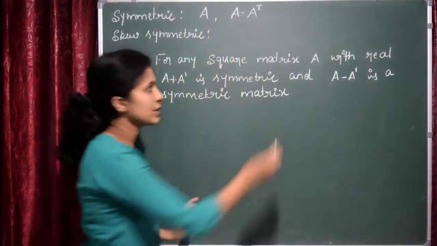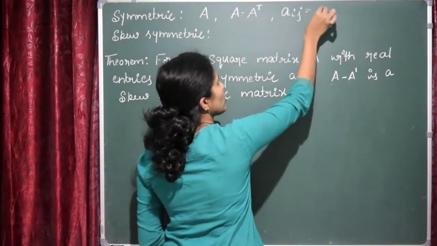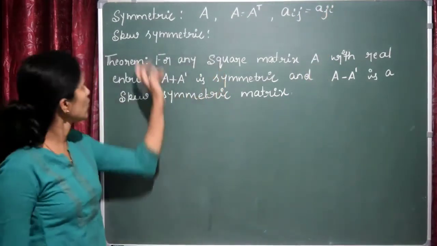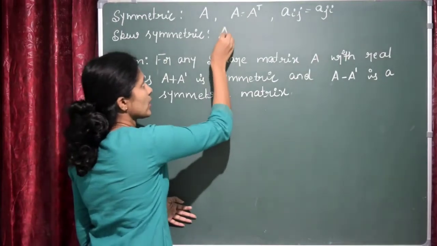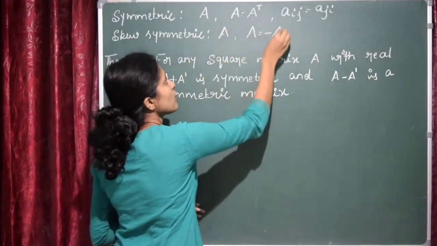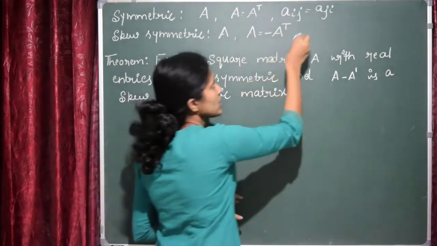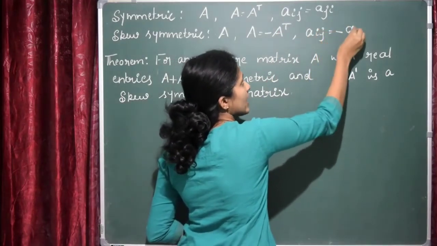Then it is called the symmetric matrix. That is, the elements Aij are always equal to Aji. Then the matrix will be symmetric. What is meant by a skew symmetric matrix? This is also only defined for a square matrix A, and A should be equal to minus A transpose. Here the elements will be Aij is equal to minus Aji.